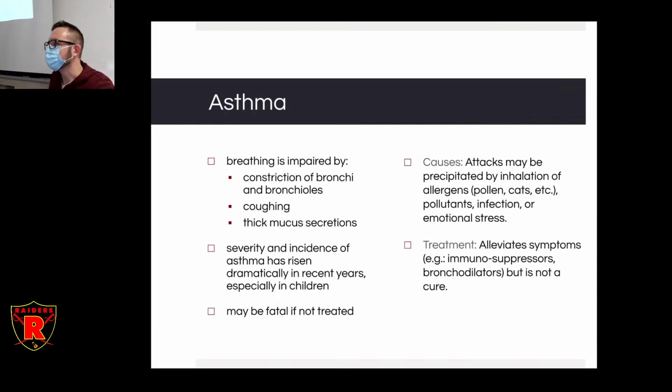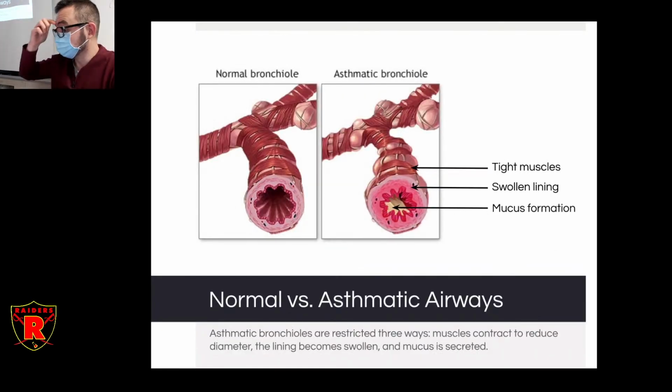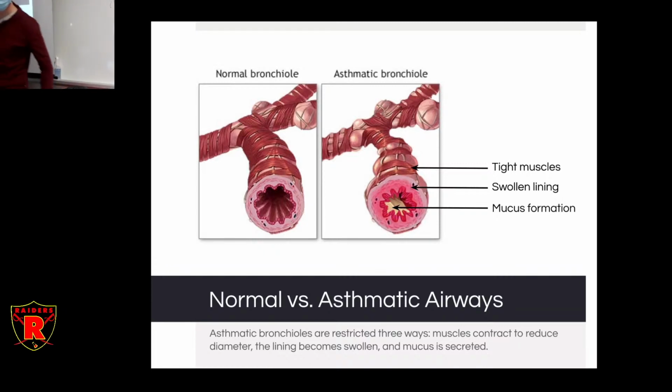Okay, asthma. This one's pretty common. If you look at, do I have a blow-up of it? No, this is a blood vessel. Never mind. I thought I had a bronchiole here. I don't. I'm just going to jump to the next slide. I'll come back. But if you look at the cross-sectional area here, can I draw on this?